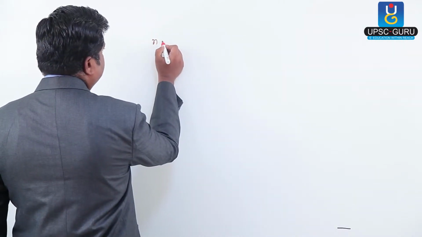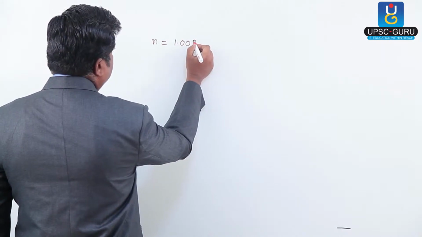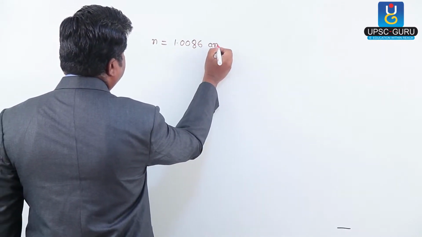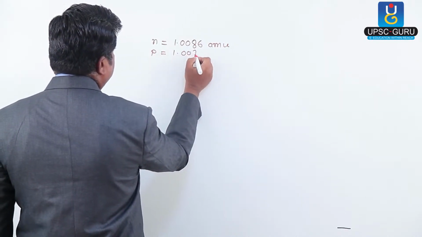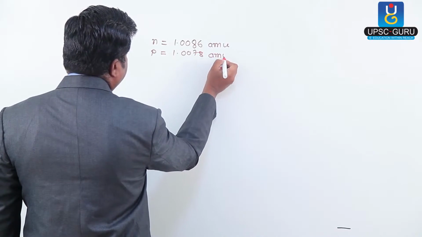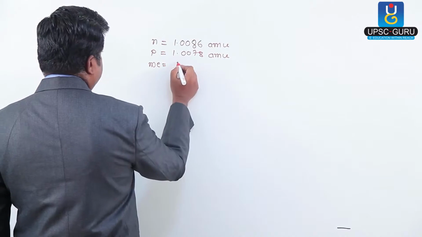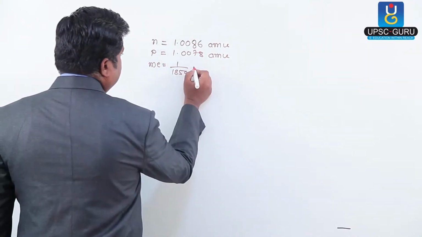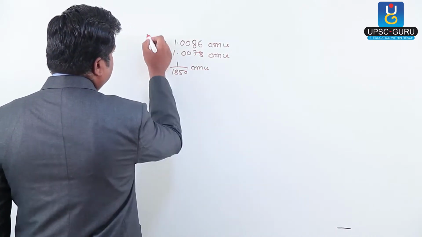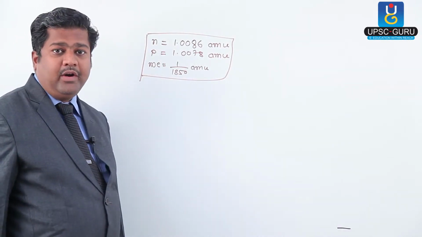You are aware, the mass of a neutron I can give this way, that is 1.0086 AMU. Mass of proton I can give 1.0078 AMU. Mass of electron is approximately 1/1850 AMU. If these three masses are known, can I determine the mass of hydrogen?